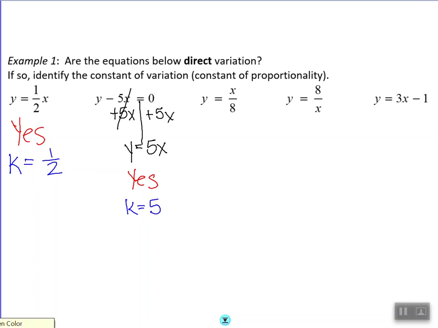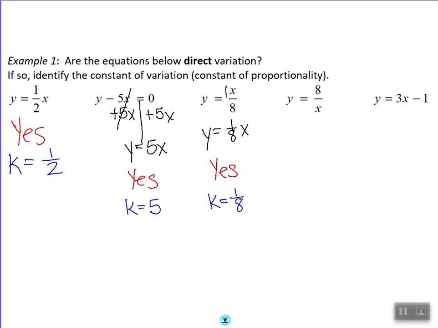For the third example, we have y equals x divided by 8. Now, this one's a little bit tricky because 1x divided by 8 is the same thing as 1/8 times x. So this one is direct variation as well. It's just a little bit harder to see. And our k value is 1/8.